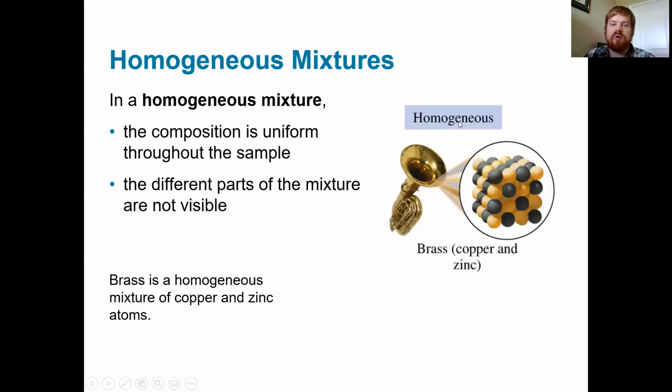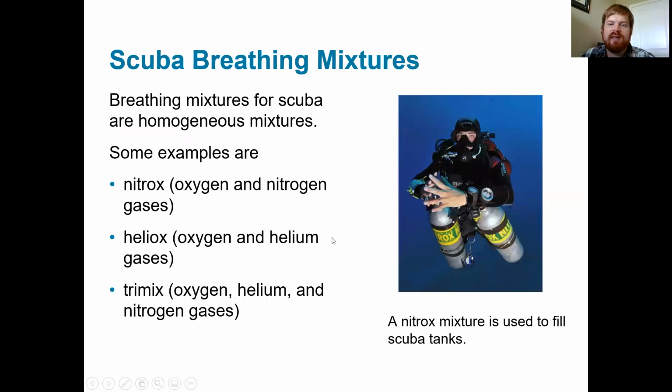Here's another example of a homogeneous mixture, which is brass. Brass is a mixture of copper and zinc metal. If you were to look with your magical microscope at the atomic view, you would see that the composition of the brass is the same no matter where you're looking on this tuba. It's not a tuba, it's a French horn, something like that.